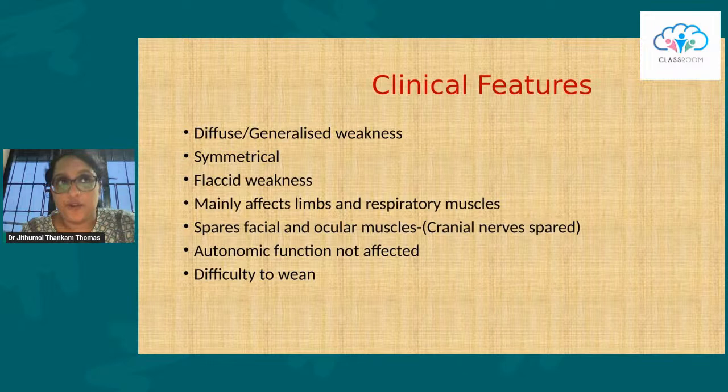It can affect the proximal as well as the distal muscles. It is symmetrical, both sides equally being involved. The weakness is flaccid. The muscle tone is decreased. It mainly affects the limbs and the respiratory muscles. That is, it's a skeletal muscle weakness. It spares the facial and ocular muscles. The cranial nerves are usually spared. Autonomic function is usually not affected.